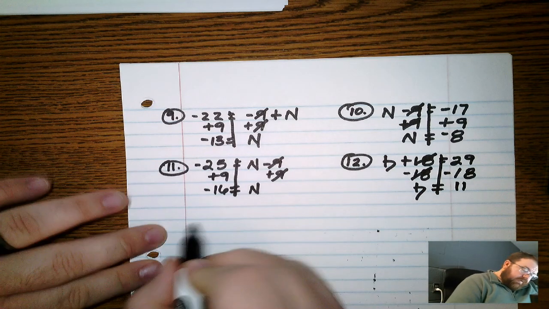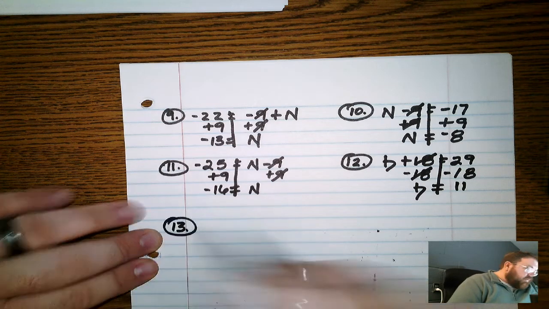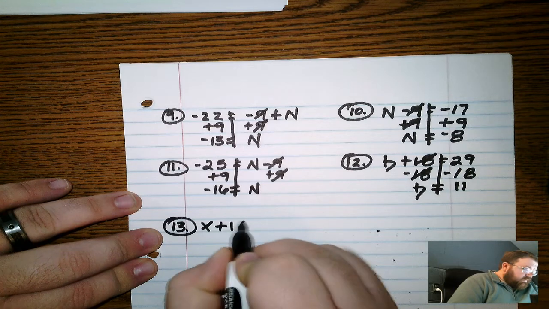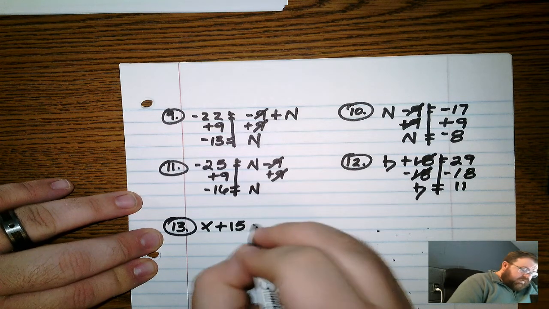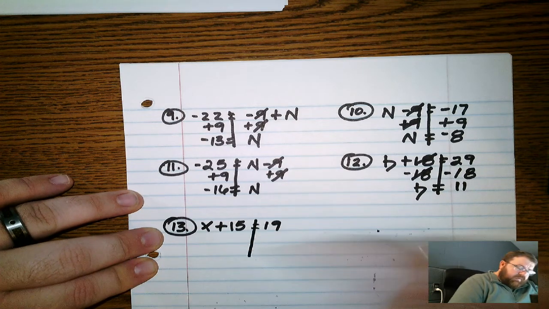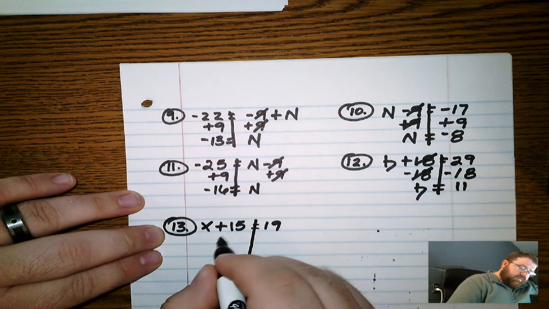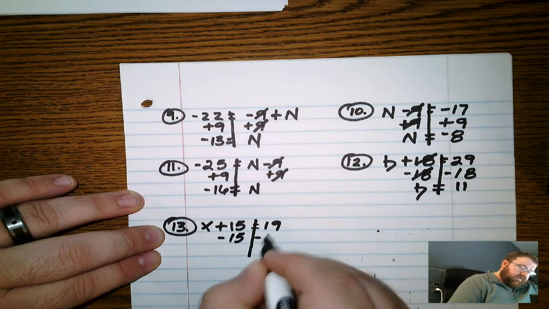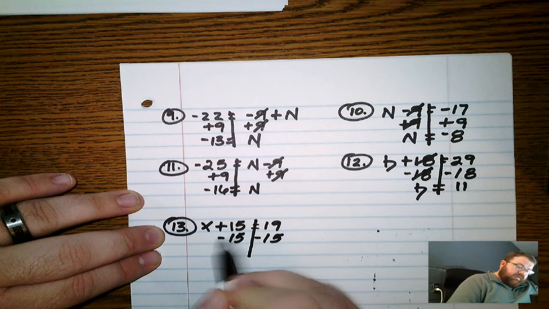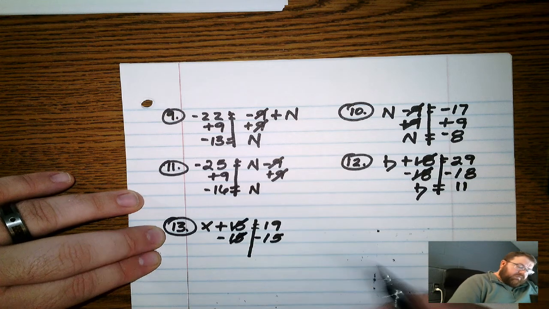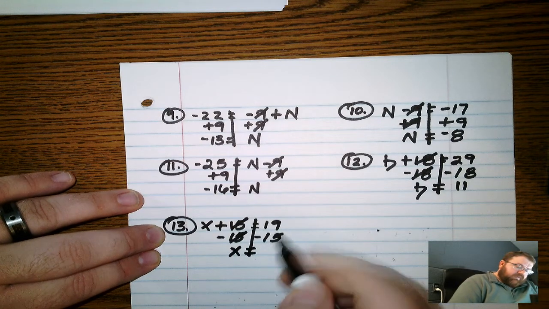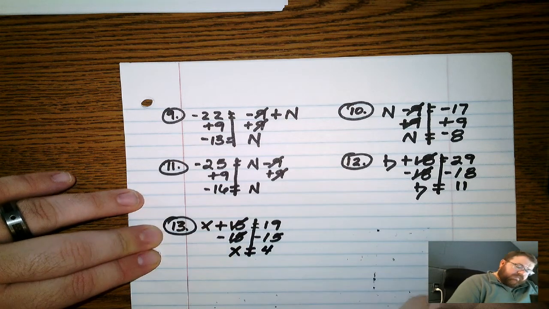Number 13 is x plus 15 equals 19. I draw my line. I subtract 15 from both sides. 15 minus 15 is 0. Leaves me with x equals 19 minus 15, which is 4.